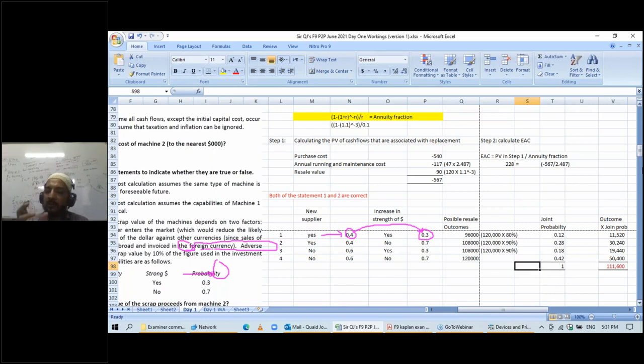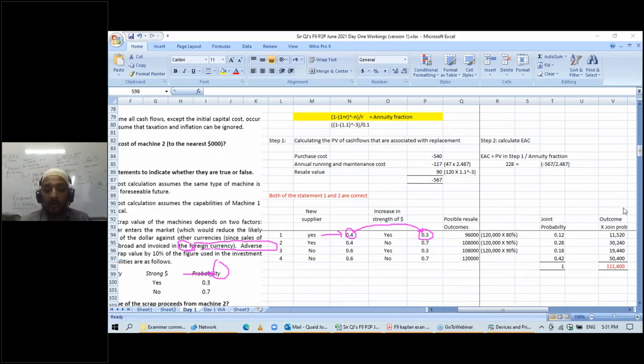So first, make the working for the various possibilities, right? And then calculate the joint probability, and then multiply the joint probability with the possible resale outcomes to arrive at the expected value, which is the sum of all the outcomes multiplied by joint probabilities. So this is how we get the answer. I'm waiting for you to complete this answer.